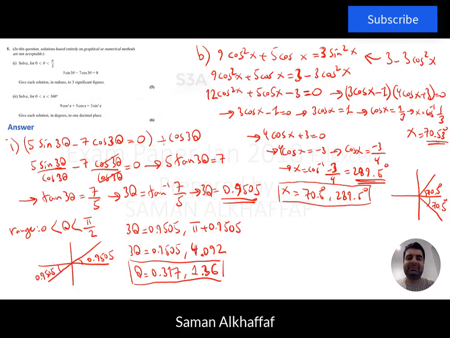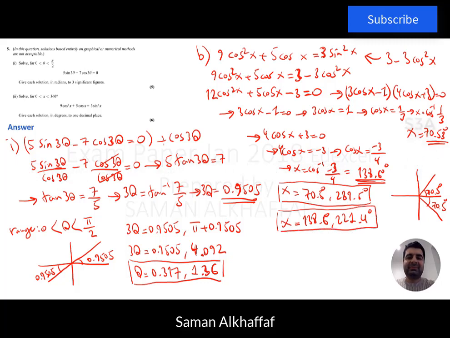Now if we look at the second cosine, when we take the 3 over 4, that would give us 138.6 degrees. So to find the second value for the cosine in this scenario, x equals 138.6 degrees, and the second angle will be 221.4 degrees. So these are the two other angles that we have.